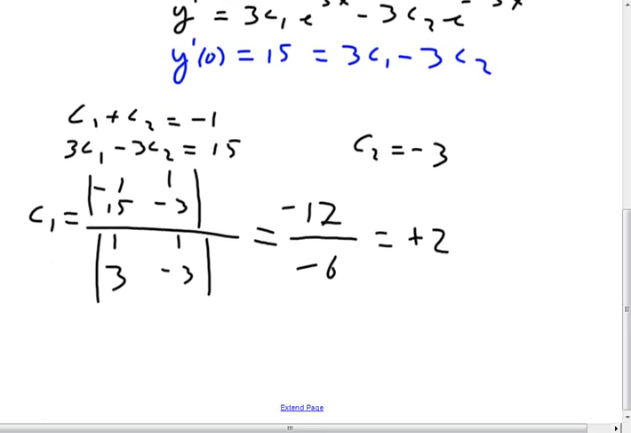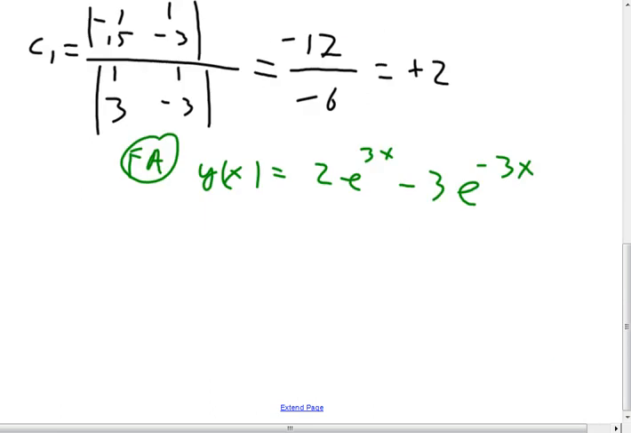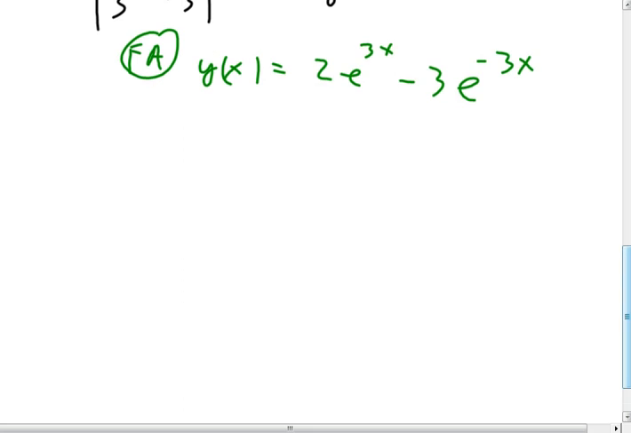Okay, so now we can write down the final answer. Final answer: y of x equals 2e to the 3x minus 3e to the minus 3x. Okay, so that's my final answer. Now, a final answer is no good unless we check it. So now we'll commence a checking thing. So we're going to check it.